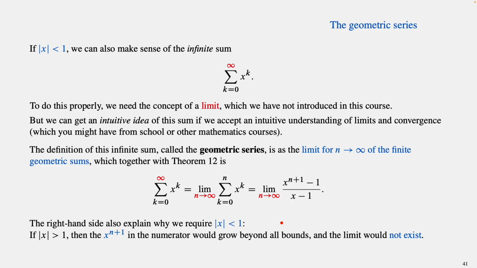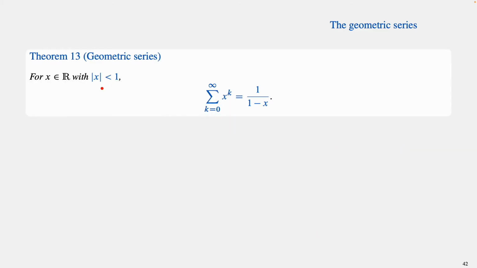And here you see why we require that the absolute value of x is less than 1, because if it were larger than 1, then this x to the power of n plus 1 would just grow beyond any bound, and this limit would simply not exist, because the expression would get larger and larger and not converge to any number. Now, the theorem on the geometric series for a real number x with absolute value less than 1 is the following. The infinite sum from 0 to infinity of x to the power of k equals 1 divided by 1 minus x.